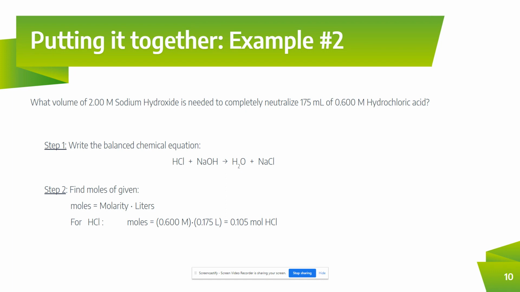The substance we know more about in this case is hydrochloric acid because we are given both the volume and the concentration for hydrochloric acid. That means we can figure out the number of moles. Moles is molarity times liters, and so for hydrochloric acid, this is 0.600 molar times 0.175 liters, and we get that there are 0.105 moles of hydrochloric acid.